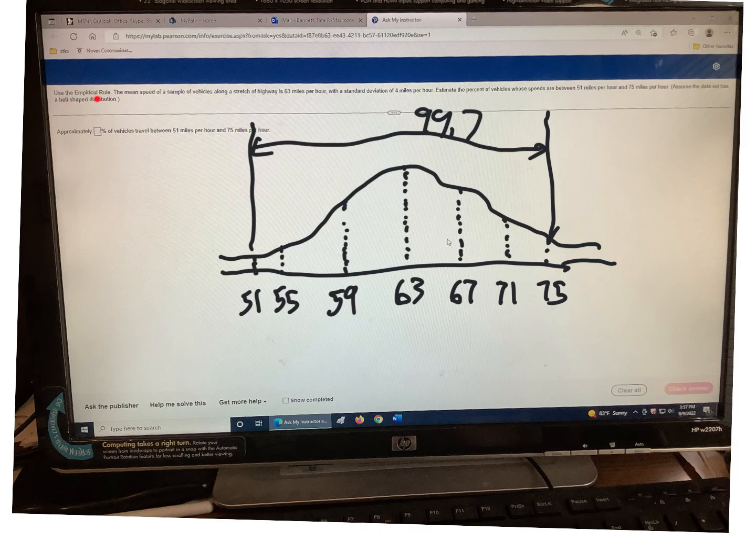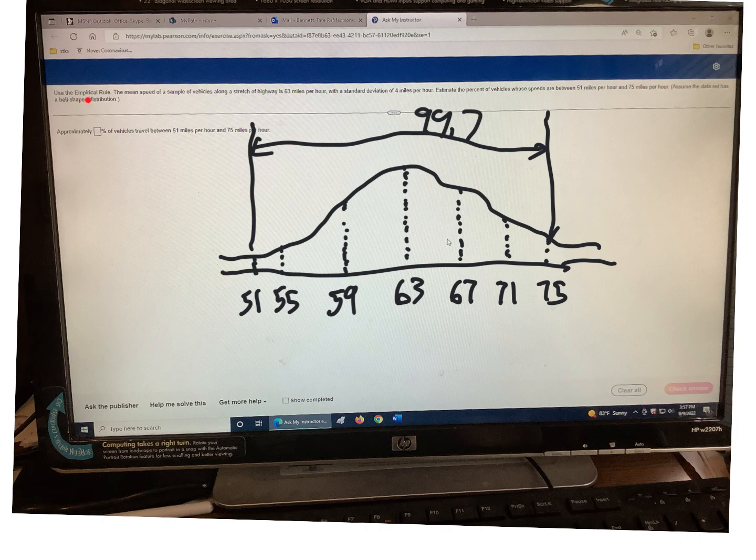You want to use the empirical rule. The mean speed of a sample of vehicles along a stretch of road is 63 miles per hour. Standard deviation is 4 miles per hour. Estimate the percentage of vehicles whose speeds are between 51 and 75 miles per hour.